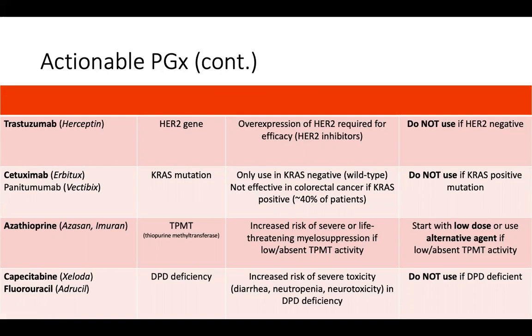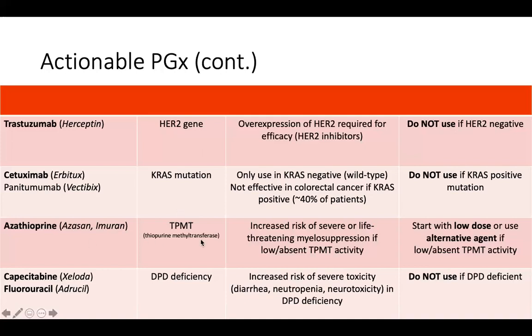And then for cetuximab, this is a KRAS mutation, and so we only want to use it in the wild type. So if it's positive, we're not going to use, because otherwise it's not going to be effective in the colorectal cancer.